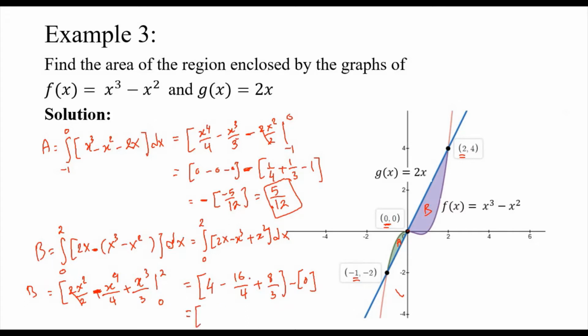So the final answer will be 4 minus 4. Those will cancel together, and you'll have 8 over 3. So the region A plus B is going to give you the total area, which is 5 over 12 plus 8 over 3, which is 5 plus 32 over 12, which is equal to 37 over 12, or 3 and 1 over 12 square units.